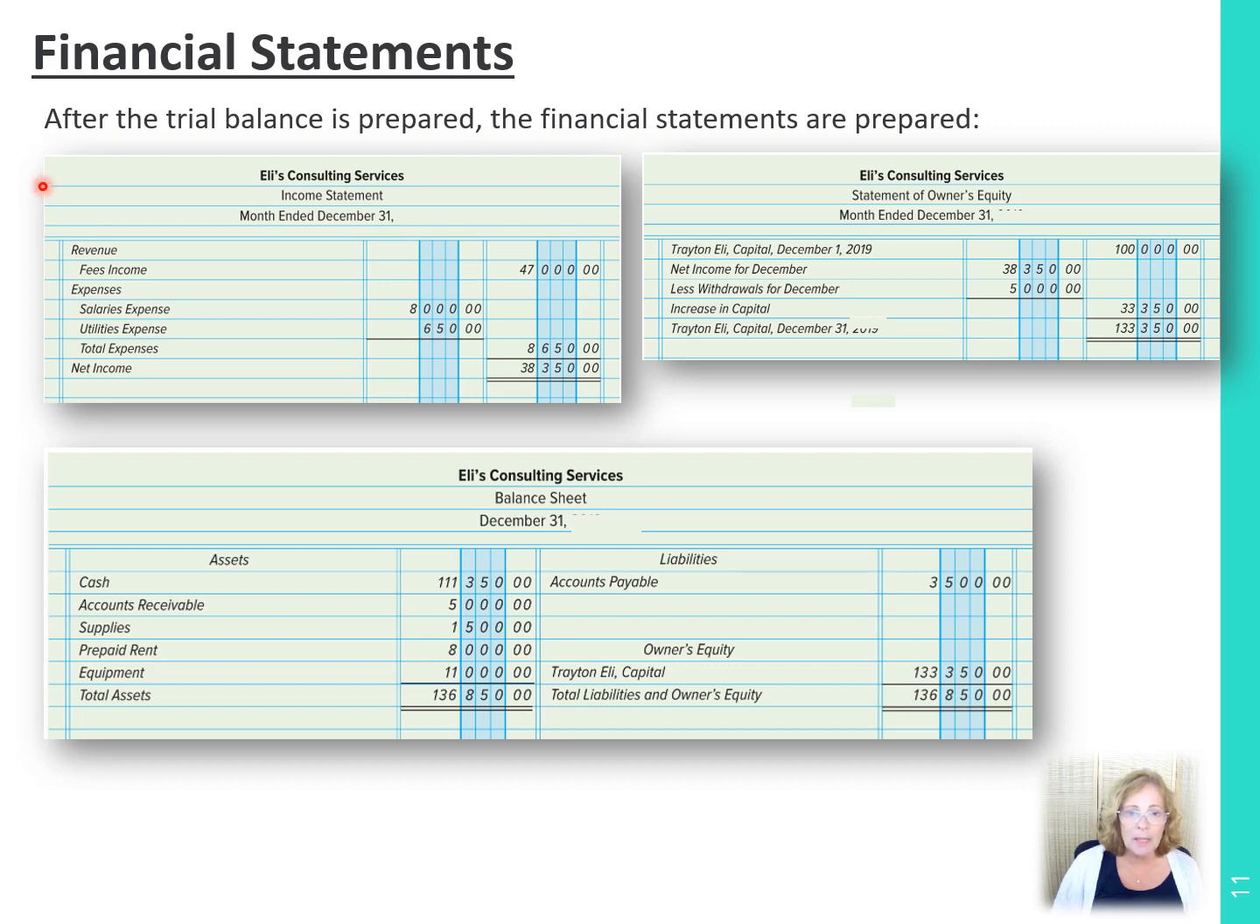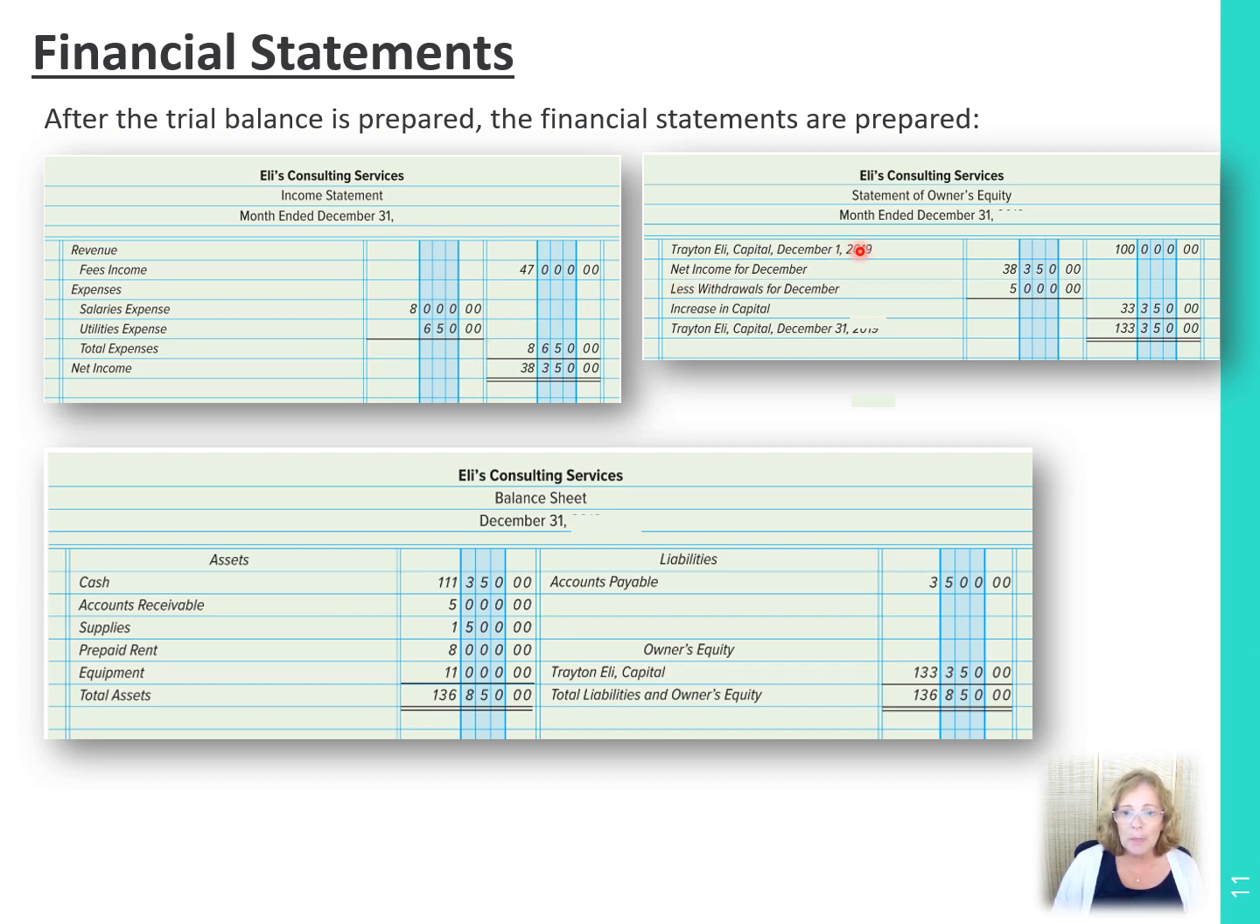So let's start with the income statement. We go back to our trial balance and we enter the fee income from our trial balance into the income statement for $47,000. We enter the expenses for salaries expense and utility expense for a total of $8,650. We then subtract the expenses from the revenue and come up with net income of $38,350. We're going to need the net income when we prepare the statement of owner's equity next.